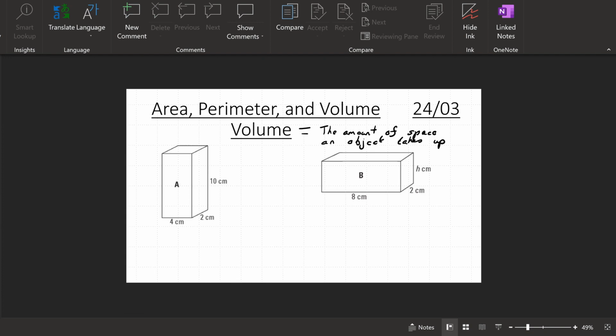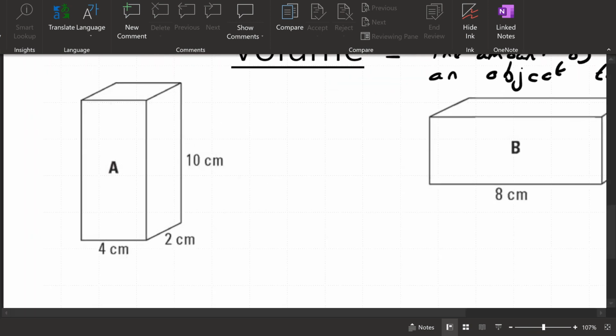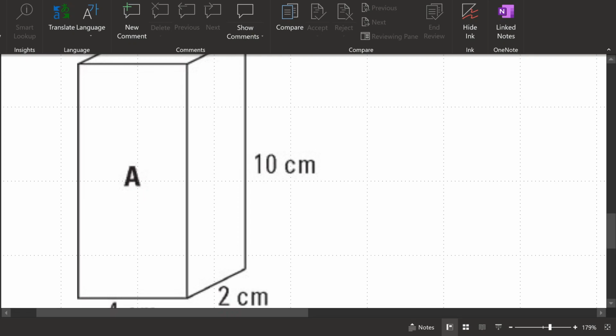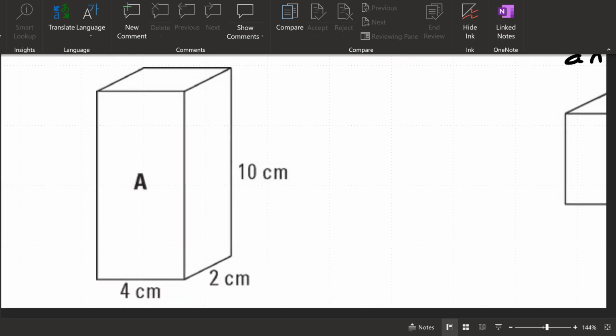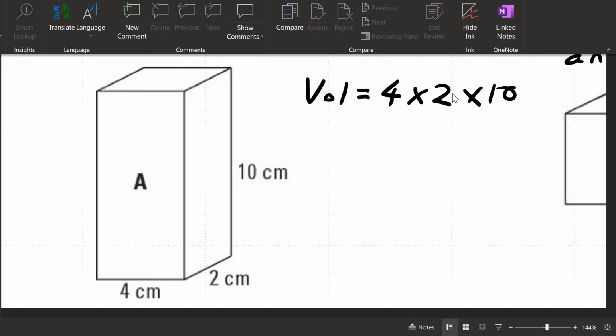Let's look first at, let's find the volume of this block here, block A. So it's 10 centimeters in height, 2 centimeters in length, 4 centimeters in width. So the volume is going to be the width by the length by the height. So 4 by 2 by 10. Calculating that out, you can use a calculator if you want. That should be 80 centimeters cubed.